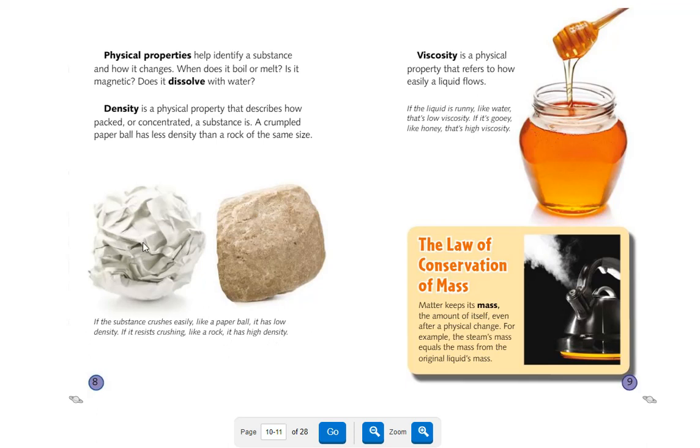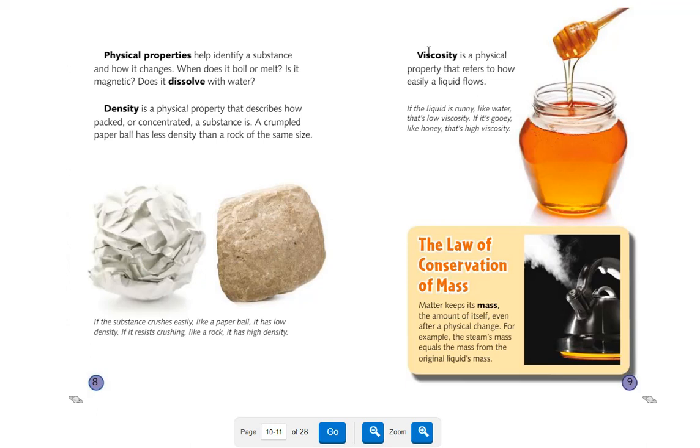So that crumpled up paper ball and that rock right there, they may be the same size, but if you were to hold each one in both of your hands, the rock would certainly feel a lot heavier. Furthermore, it would also be a lot harder to squeeze that rock smaller, right? You could probably squeeze that paper ball into a smaller size, but the rock would resist being crushed. That's a sign that the rock has a lot more matter packed into it, and it's much more closely packed together when compared to the molecules that make up the piece of paper. Very low density for the paper, very high density for the rock.